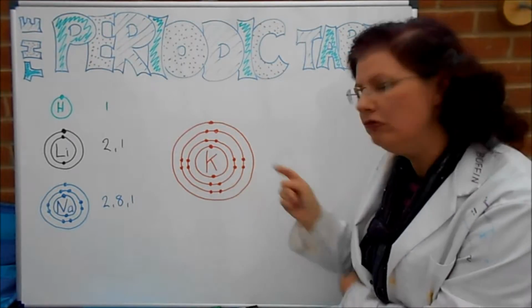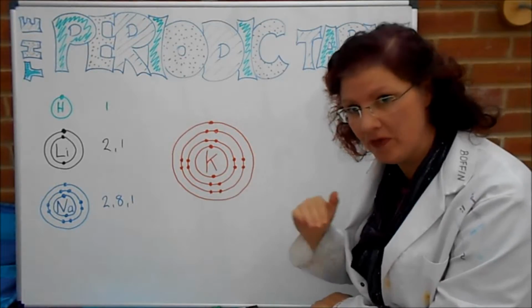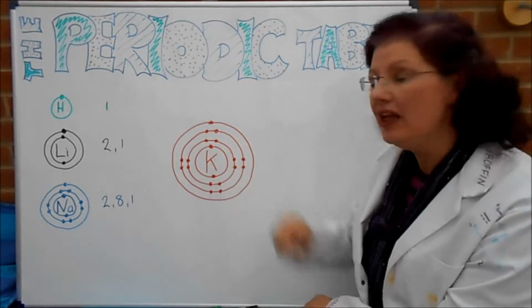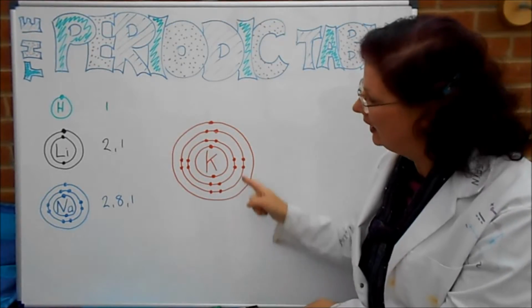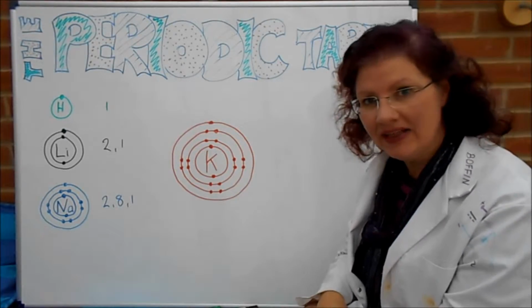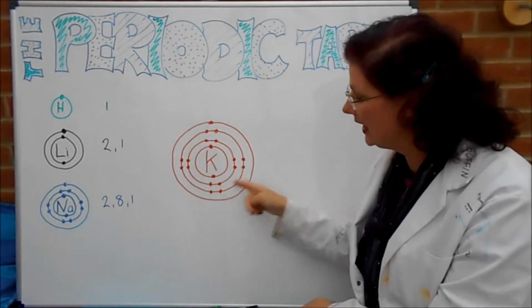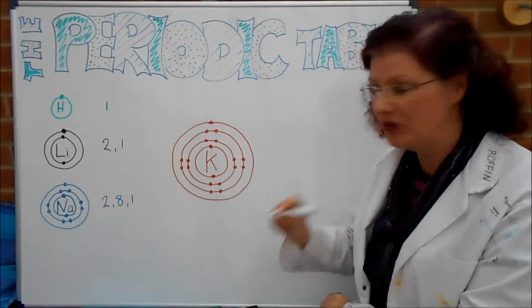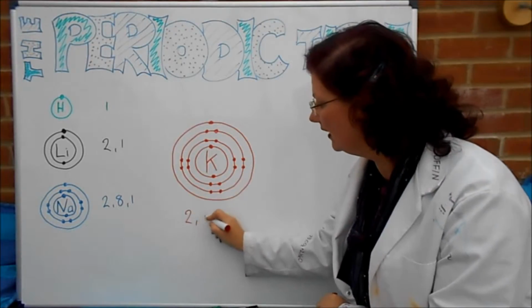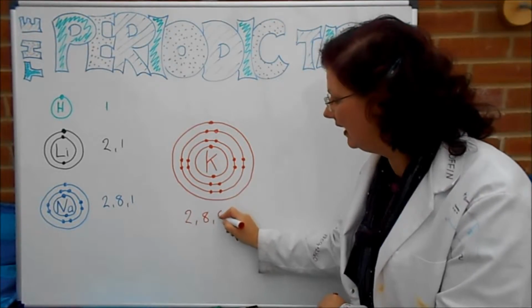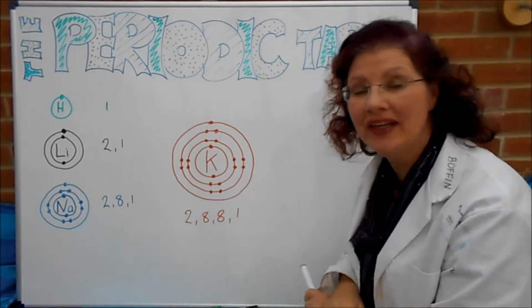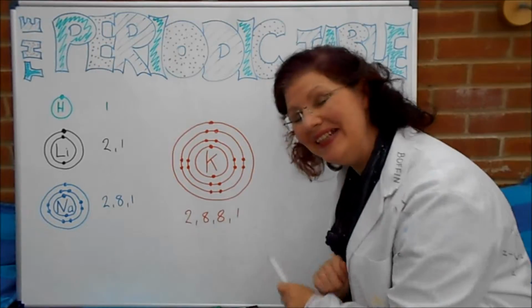We have 4 rings because it's in the 4th row of the periodic table, so that means it has 4 shells. And the inner shell has 2. The next shell has 8 electrons. The third shell out also has 8 electrons, and in the outer one, just 1. So that's 2, 8, 8, 1. Potassium being the 19th element has 19 protons and 19 electrons.